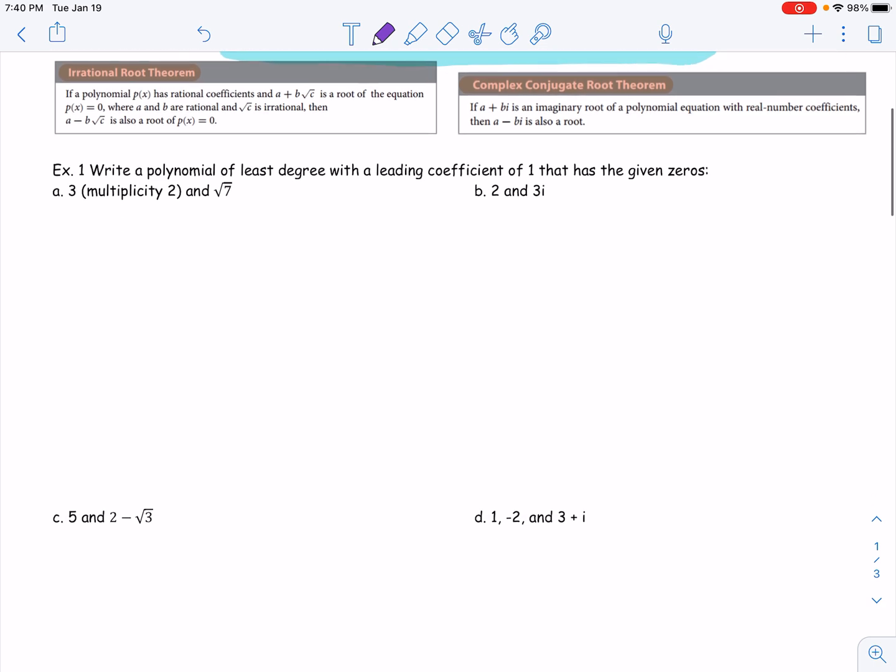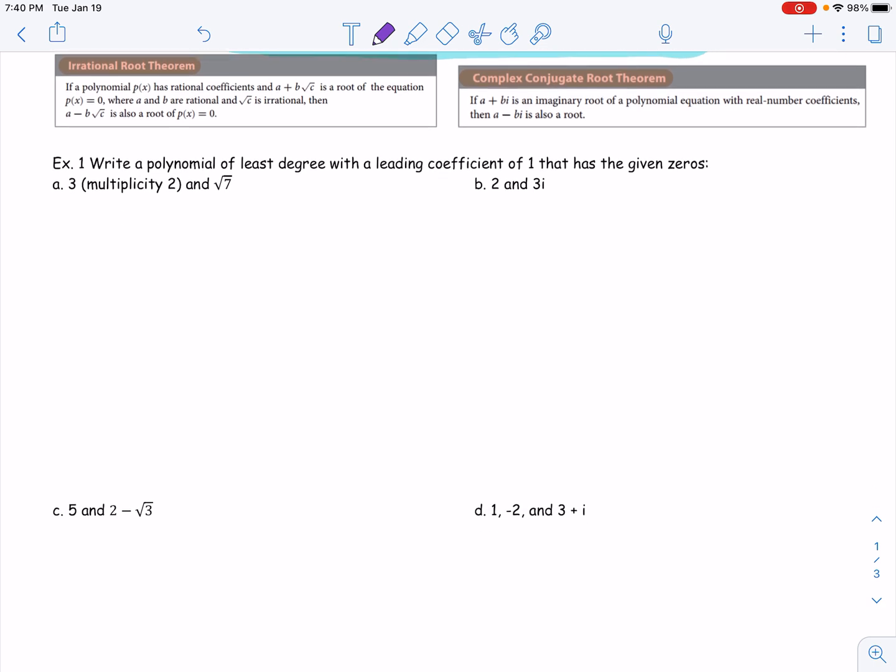So let's get started. It says, write a polynomial of least degree with a leading coefficient of 1 that has the given zeros. So I am literally giving you the factors. I'm giving you the roots. I'm giving you the zeros. So if I have a 0 of 3 with a multiplicity of 2, how do we write that as a factor? Well, that means it's x minus 3 with a multiplicity of 2. I also have the square root of 7 as a factor. Well, that is an irrational number, meaning I have x minus root 7 and x plus root 7.